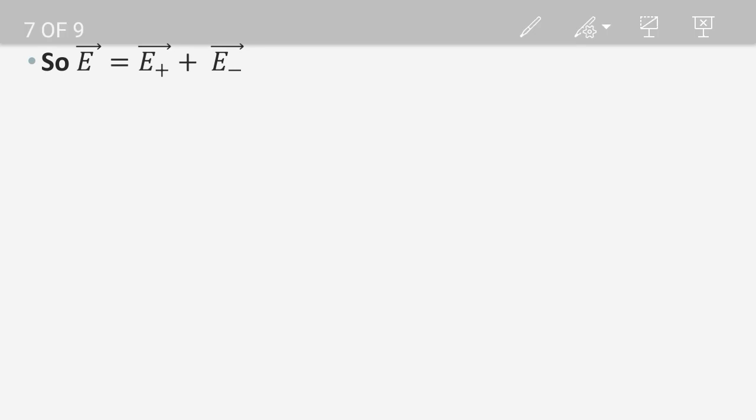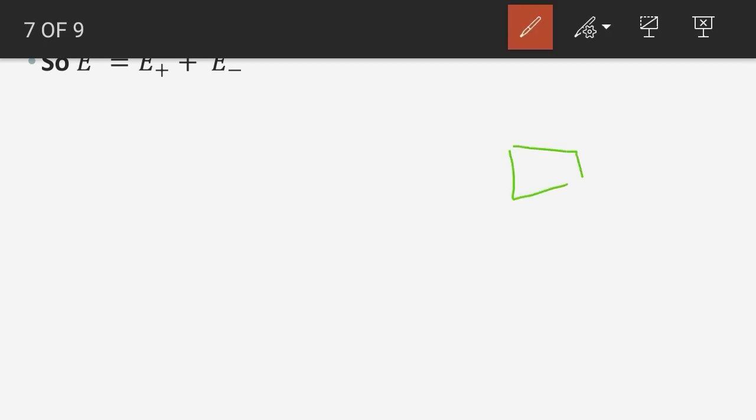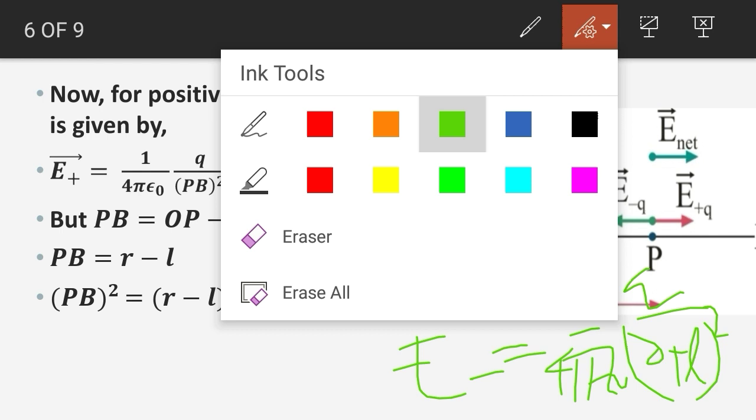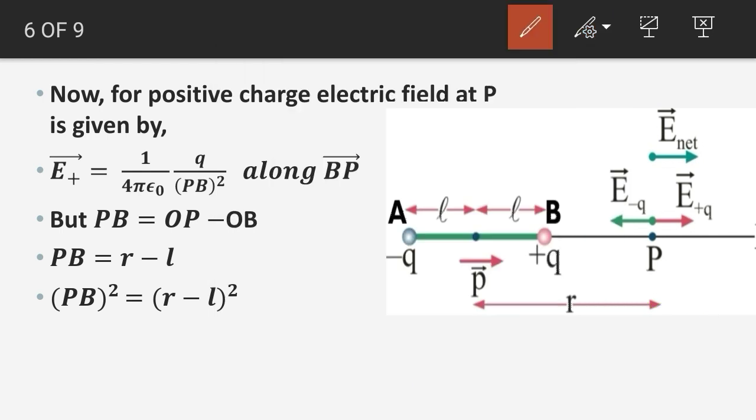Then we have to consider the vector addition. We have to perform the vector addition at P, since both of the vectors have been given at the point P. So we shall add them vectorially, right? Look at both of the terms and the direction of these two terms: E plus is going towards right and E minus is going towards left.